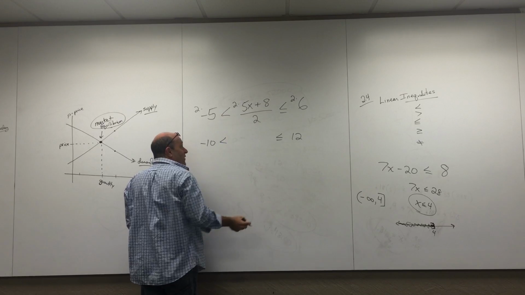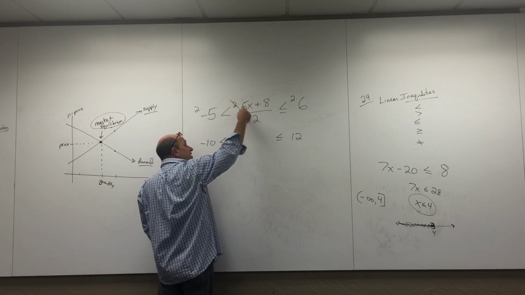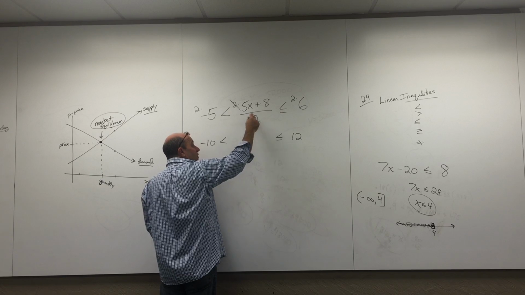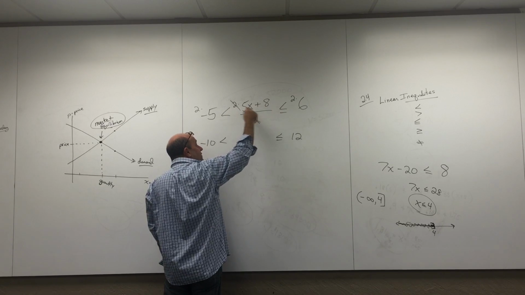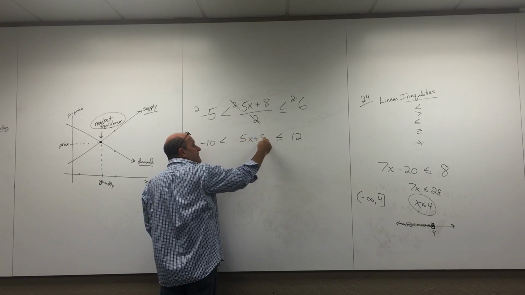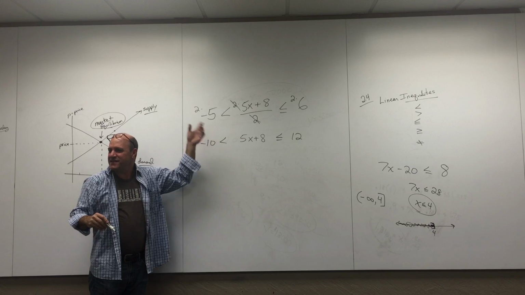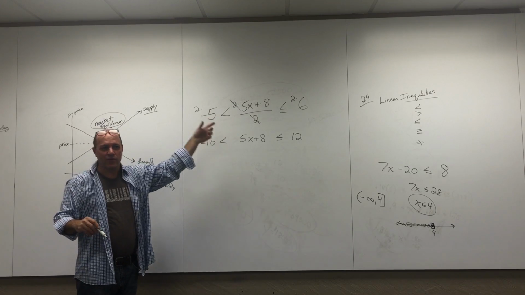I want to point something out. Right here in the middle, the whole point of you multiplying by 2 was so you could cancel the 2. So please don't actually multiply it. You cancel the 2, that was your point, and you're left with 5x plus 8. I think you know that, but it's funny how I've seen people multiply by 2 and kind of ruin the problem.